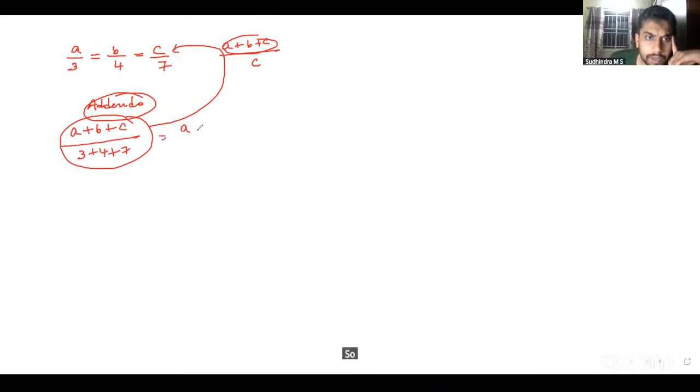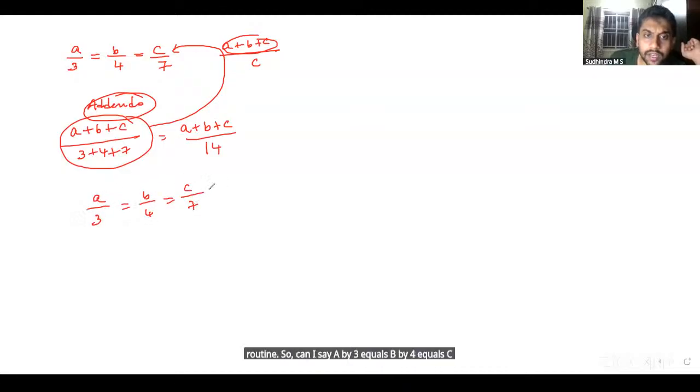So A plus B plus C divided by 3 plus 4 plus 7 is? 14. So can I say A by 3 equals B by 4 equals C by 7 equals A plus B plus C divided by 14 are all in the same proportion. Now what are they asking us? A plus B plus C divided by C.